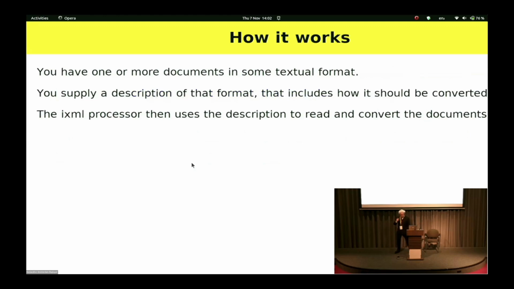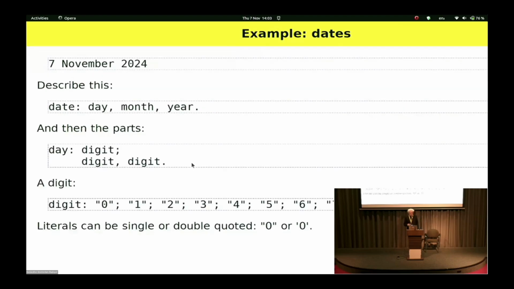So how does it work? You have one or more documents in some textual format or another. You supply a description of that format that includes how it should be converted to XML, and the XML processor then uses the description to read and convert the documents. So, just to give you an example, let's take dates. Now, it's clearly got an implicit structure, 7th of November 2024, so let's describe this.